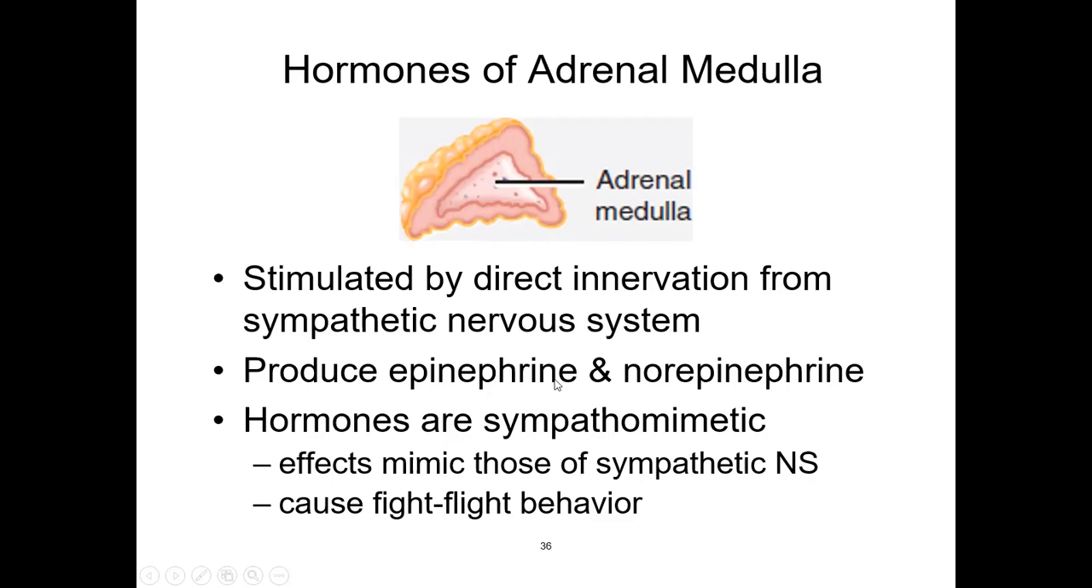These hormones mimic the sympathetic action of our nervous system. Therefore, fight or flight response, or fight or flight behavior, is stimulated: increased heart rate, increased blood pressure, increased sweating, dilation of the pupil, and increase in the diameter of the bronchioles inside our lungs.